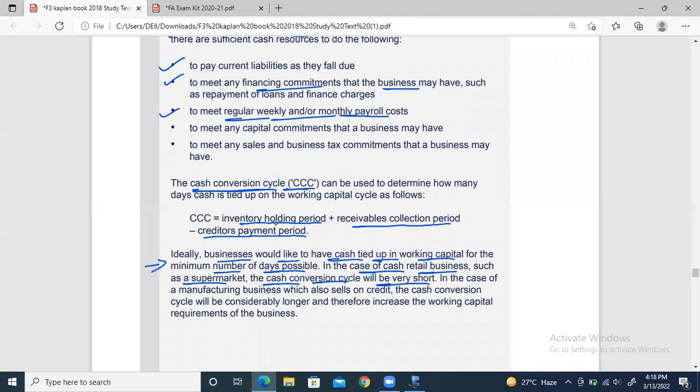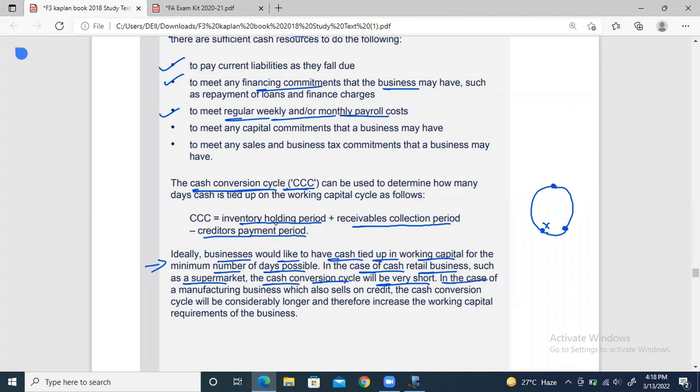In any business, this three-stage cycle is there. First of all, the inventory is purchased. Then we have to receive the cash from receivables so that we can pay the payables. The last thing is to pay the creditors. And once we pay the creditors, we will be able to purchase inventory, because if we don't pay the creditors, we will not be able to purchase inventory. Everything is linked over here.